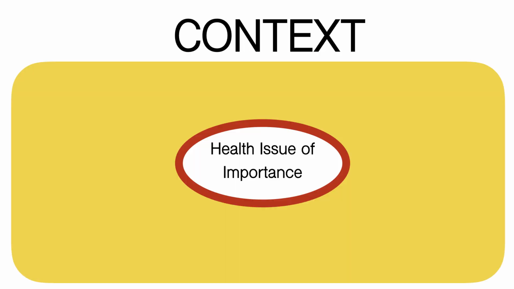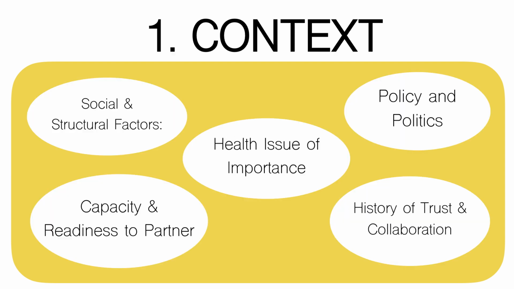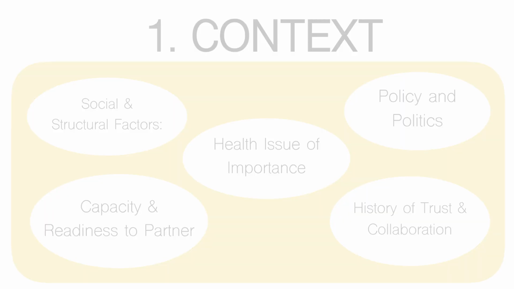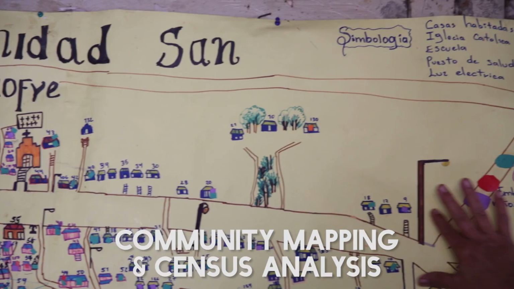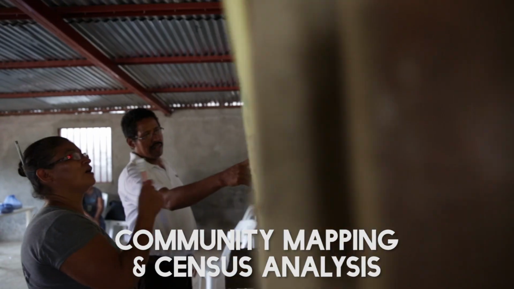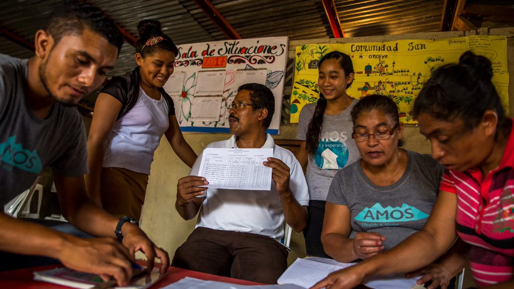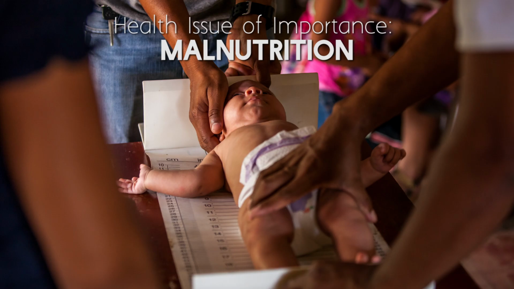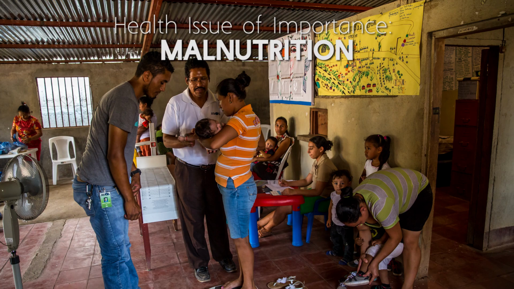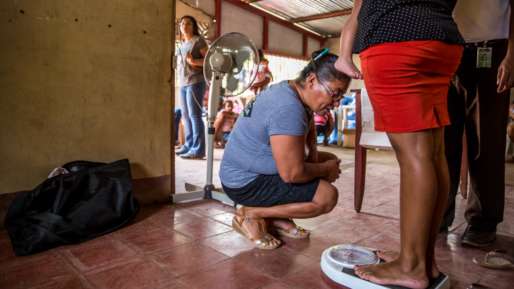Context starts with a problem of importance to the community. AMOS helps communities to identify problems using methods like community mapping or analyzing census data. Today, Socorro is working with Timotea and her health committee on the problem of malnutrition for children. Context is also the background which shapes the nature of our work.